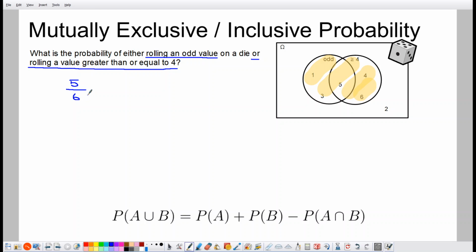But we just got done saying, hey, whenever you're dealing with the OR keyword, I want you thinking about adding. Well, what are we adding? Well, what we're going to be adding is probabilities or totals of complete sets. Okay, so let's get our pen out.